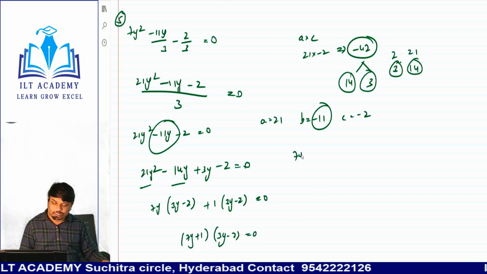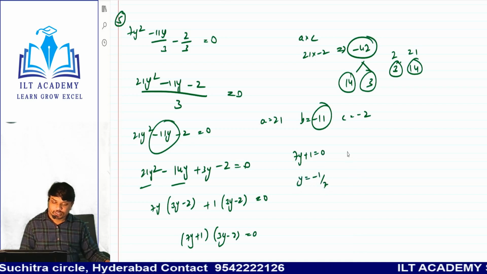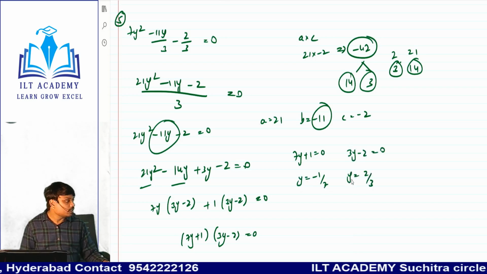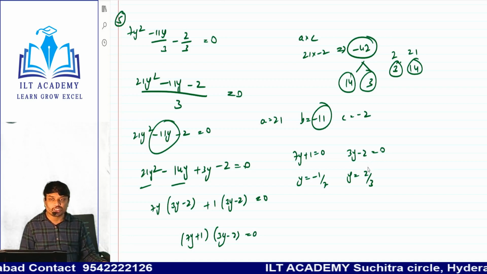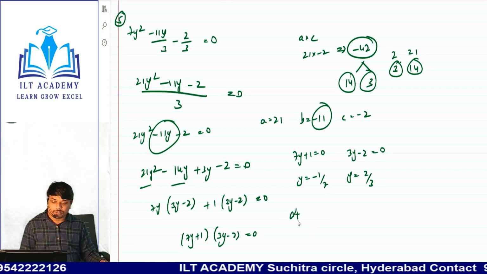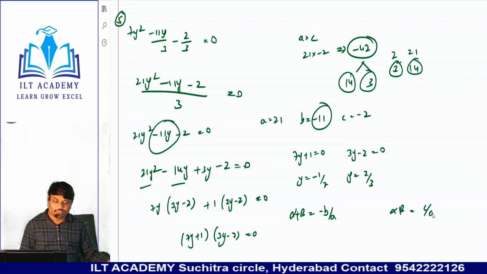So 7y plus 1 is equal to 0. y is equal to what? Minus 1 by 7. 3y minus 2 is equal to 0, so y is equal to what? 2 by 3. Minus 2 goes that side, it will become plus 2, and this 3 goes in division. Okay, 2 by 3. Now alpha plus beta is equal to minus b by a, and alpha beta is equal to what? c by a.